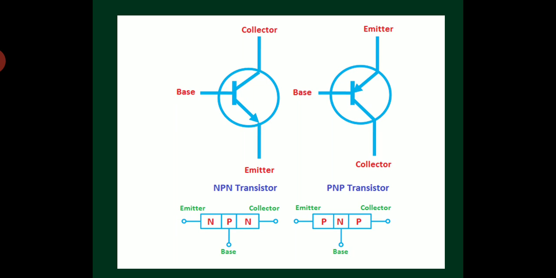So it is the doping concentration and widths. We have to construct a BJT like this.